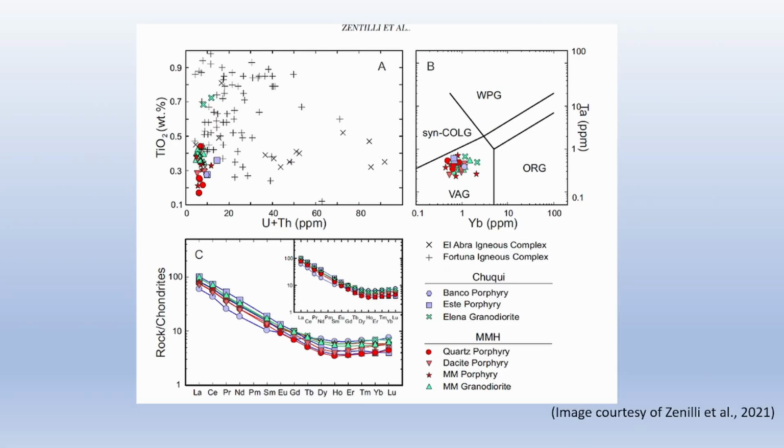And we have panel B, which shows yttrium versus tantalum trace elements. They're usually used to infer tectonic settings. And we can see once again that Chuquicamata and MMH samples cluster together within the VAG, or volcanic arc granite, field.